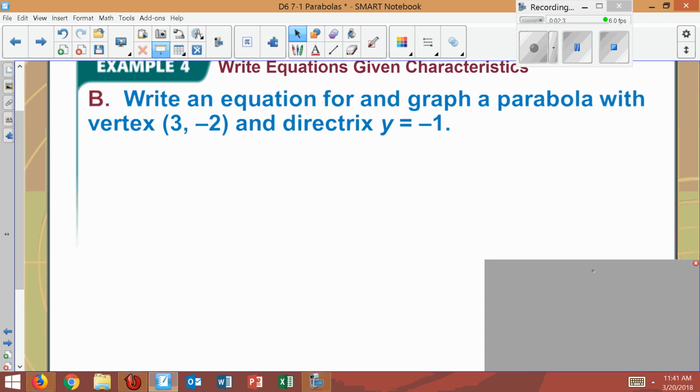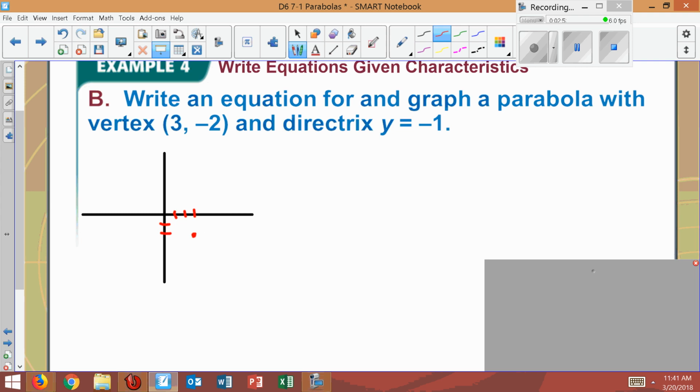Part B, write an equation and graph a parabola with a vertex of (3, -2) and a directrix at y equals -1. So my vertex is going to be right 3, down 2. So there's the vertex. And the directrix is y equals -1. Now, when it says y equals -1, that means it's going to hit the y-axis at -1. So the y-axis at -1 is there. That's my directrix. I'll label that. That's y equals -1.